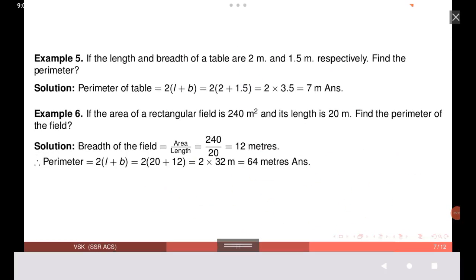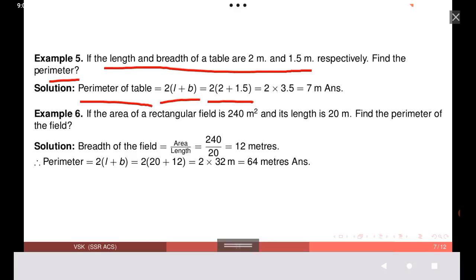Now next question: if the length and breadth of a table are 2 meters and 1.5 meters respectively, find its perimeter. So it is the same question of finding the perimeter of a rectangle. So it is 2 into (L plus B). So 2 into (2 plus 1.5), that is 2 into 3.5, that is 7. So this is the answer.